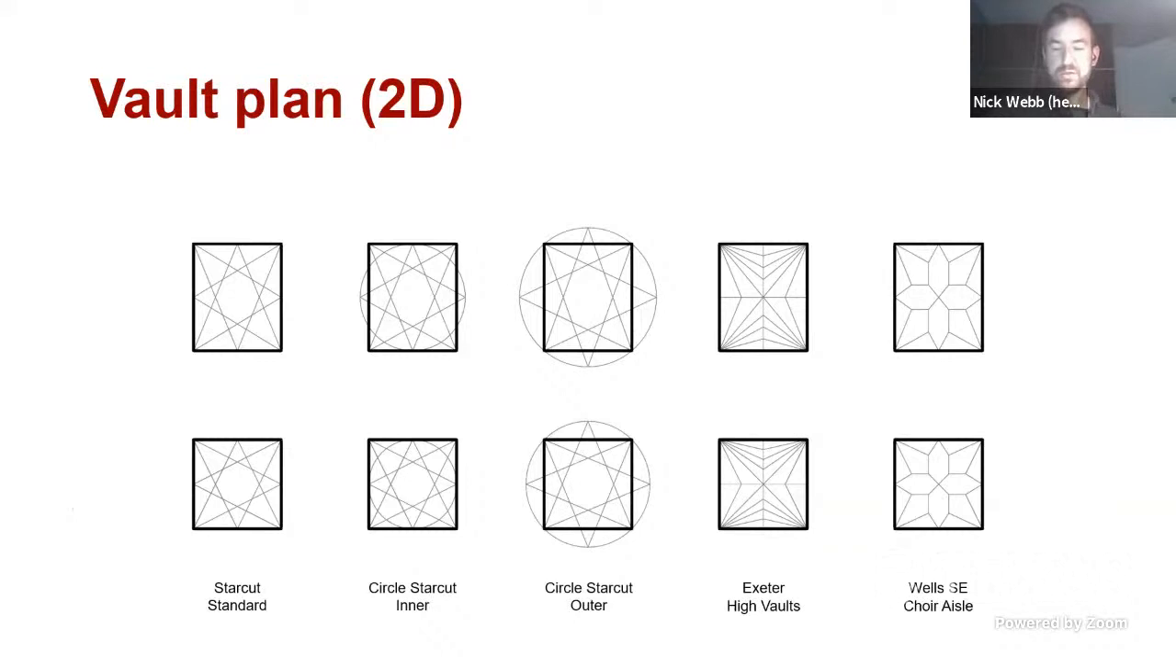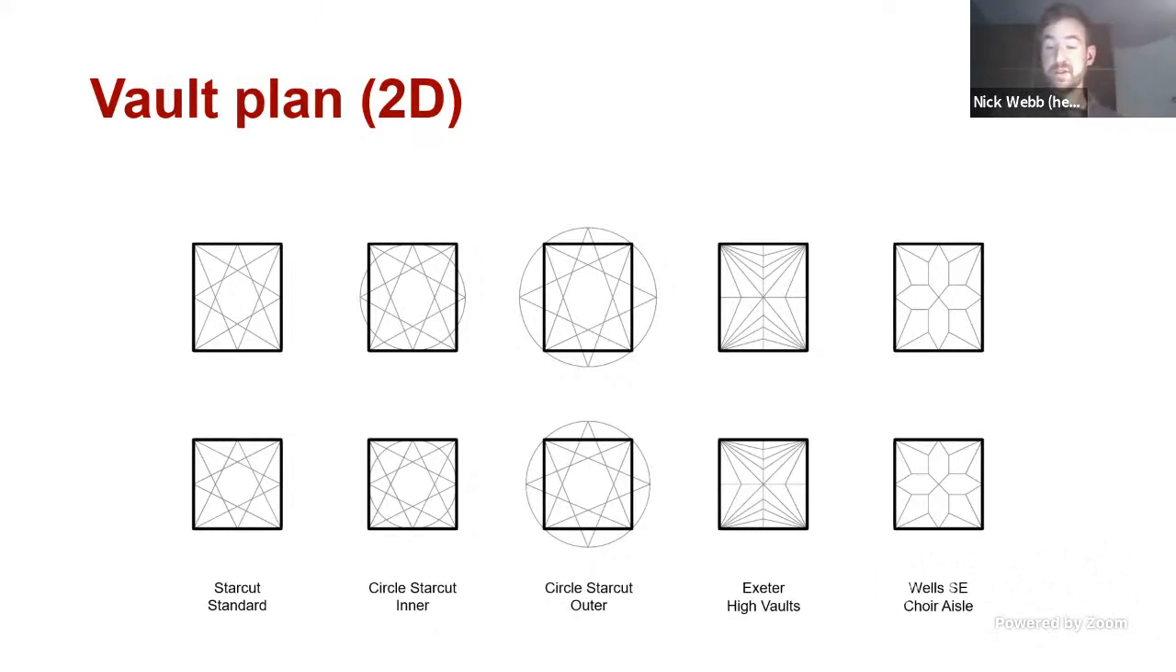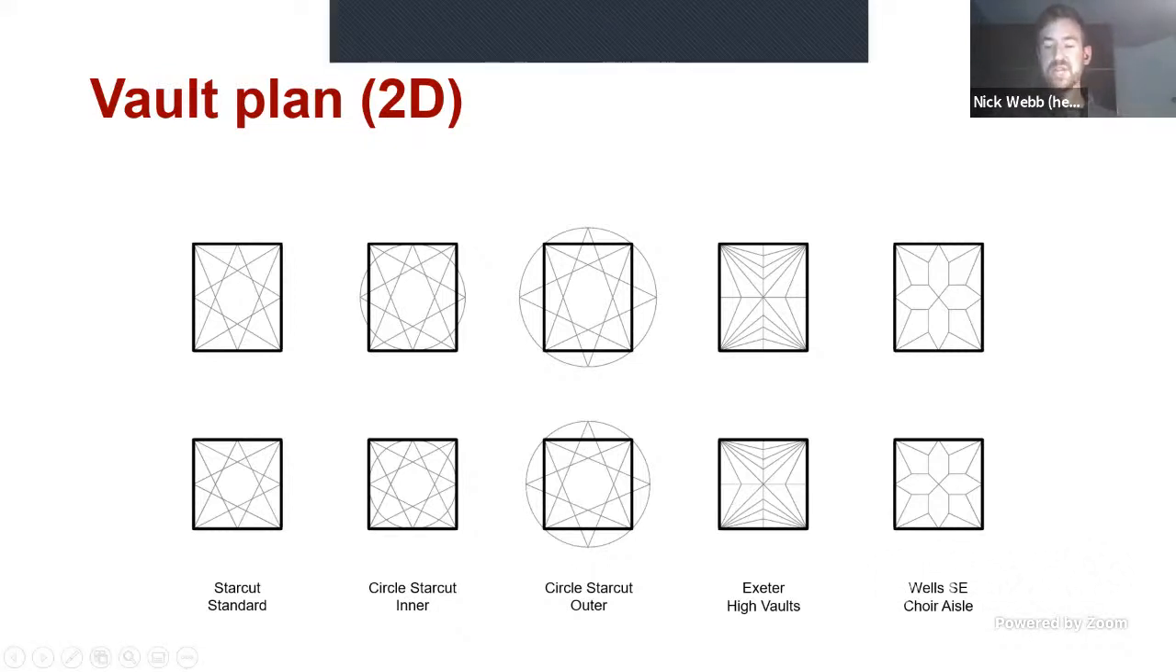Okay, so in addition to the standard star cut, we also find the inner and outer circle star cut. So this is the second and third images across. And these help us to change the angles of the tiercerons. And we find these variations at many of our sites, but that's a talk for another day. Crucially, with all three versions of the star cut and all other vault designs, for example, those that you see on the right-hand side of the screen, we can change the size of the bounding bays, but we're preserving the overall concept of the designs.